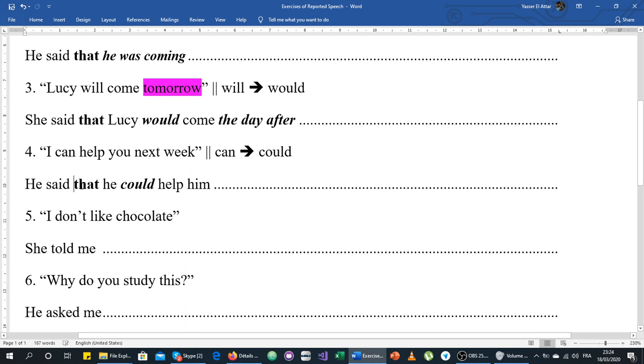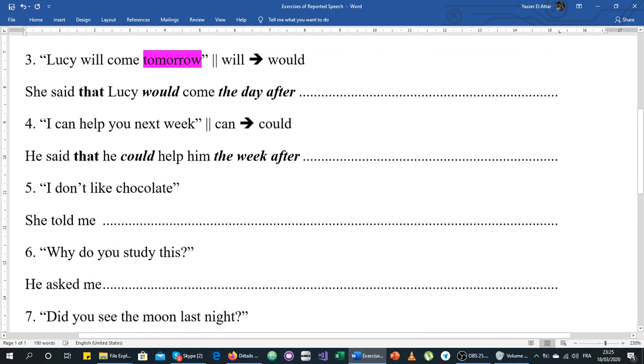But here we have nothing, so we can keep it him or them or whatever, it is correct. So he could help him. Here we have next week. Tomorrow is like the next day, but we say tomorrow, it becomes the day after. So next week becomes the week after. Okay, good.